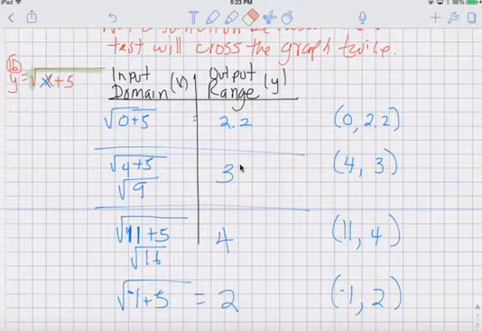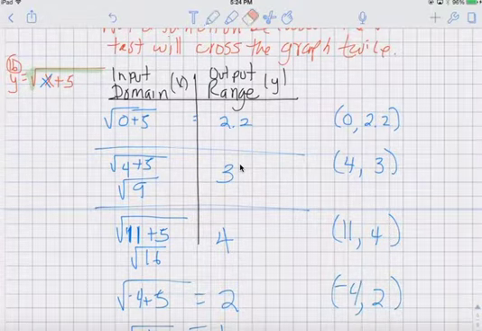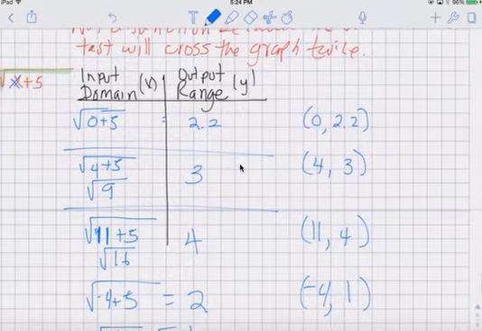Let's say I chose 4 already. Let's say I chose negative 4 plus 5. Yeah, square root of 1. Square root of 1 is 1. I like that one even better. So negative 4, my answer is a 1. So all my domains are different, and therefore it's a function.